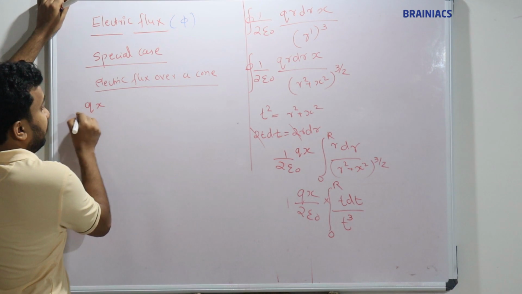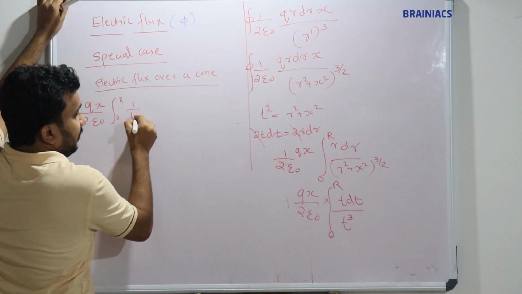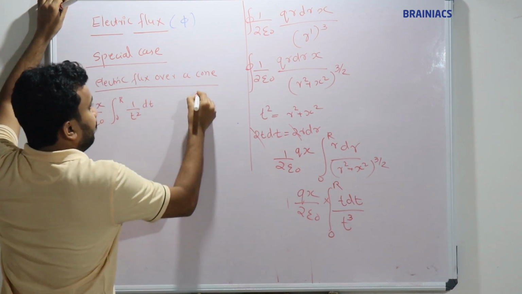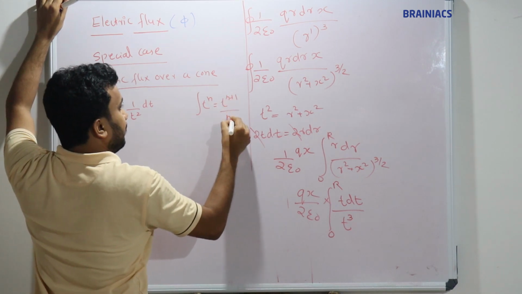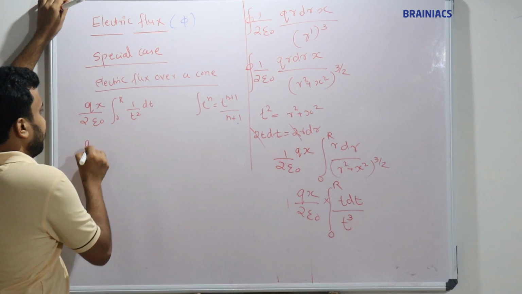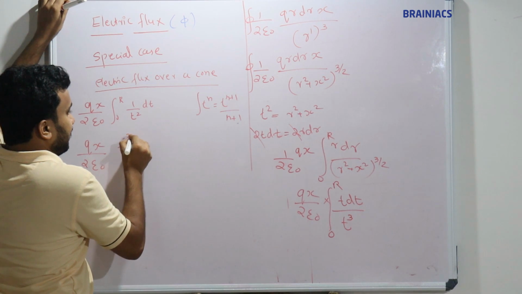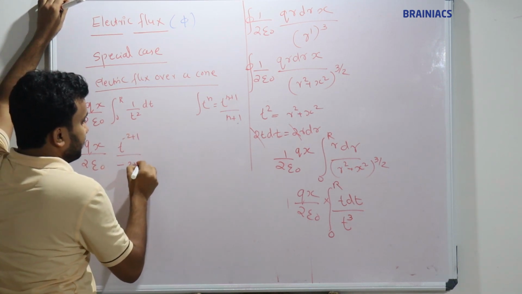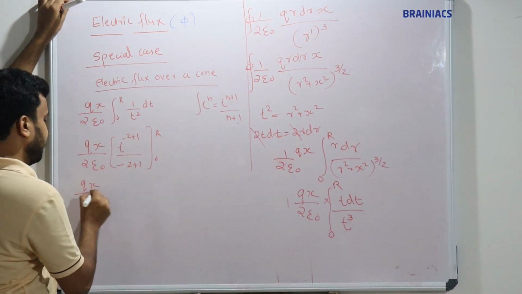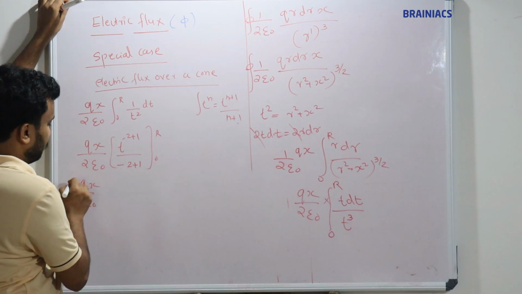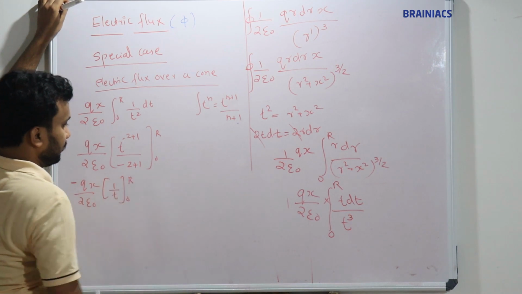So qx divided by 2 epsilon 0. We are integrating from 0 to R, 1 by t square into dt. We know the integral of t power n equals t power n plus 1 divided by n plus 1. So the same concept applies here. qx divided by 2 epsilon 0, t power minus 2 plus 1 divided by minus 2 plus 1, integration limit 0 to R. Here minus 1 comes out, so it is 1 by t. I have to apply the limit 0 to R.